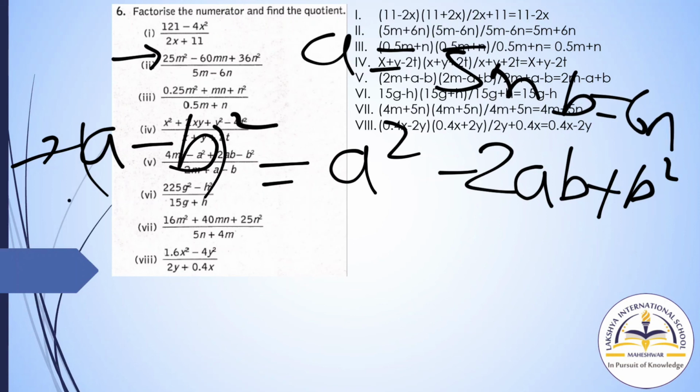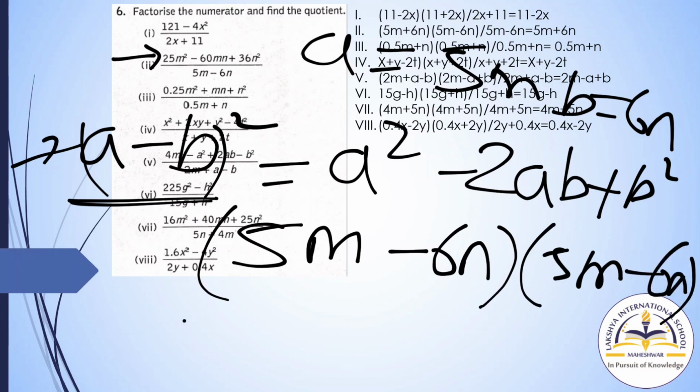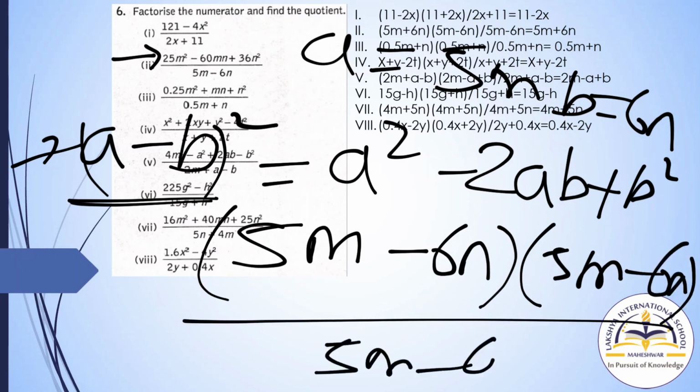It means this is minus, so we will write 5m minus 6n, 5m minus 6n divided by 5m minus 6n. We will get the answer 5m minus 6n.